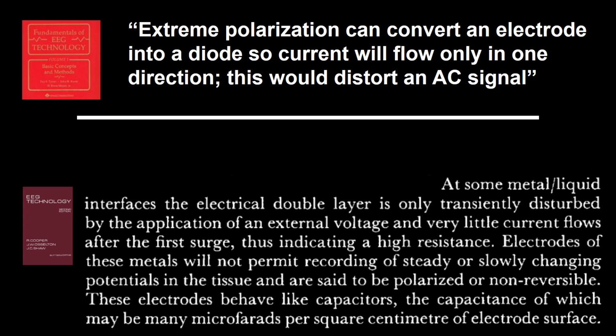I have also added in this new frame another paragraph. This paragraph is from Cooper's EEG Technology book. Please read it. It breaks out three very important points. The first point is that high resistance impedes high fidelity. The second point is that this author uses the term polarized to label electrodes with high resistance. And the third point is the fact that such electrodes with high resistance behave like capacitors, not permitting the recording of steady potentials, which I think is referring to direct current and slow changing potentials.